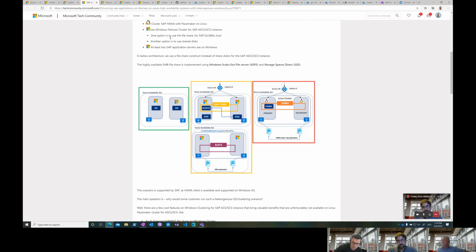Yeah, there is a different reason why you could do it. Generally, I like the simplicity, and simplicity also means you keep everything on the same operating system and same level. Mixing of the operating system maybe increases complexity a bit, but if you have a good reason, then you can do it. And a good reason is that the Windows cluster for the central services is a very advanced and stable solution, supported by SAP.